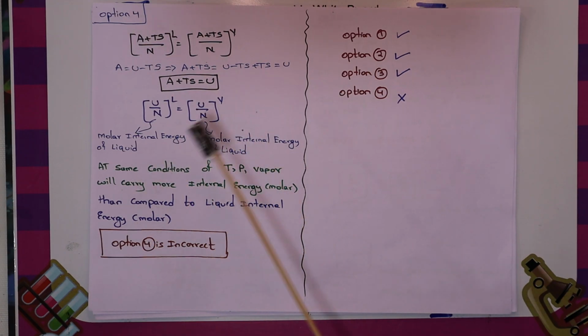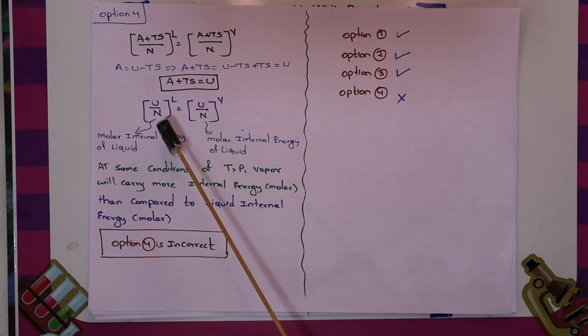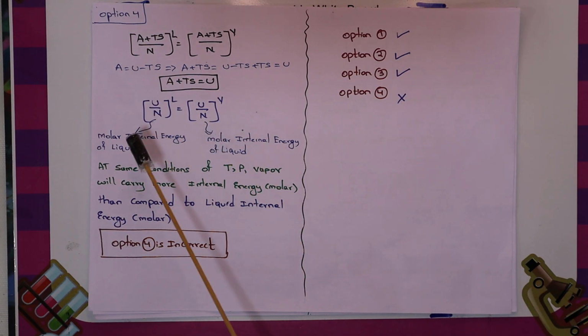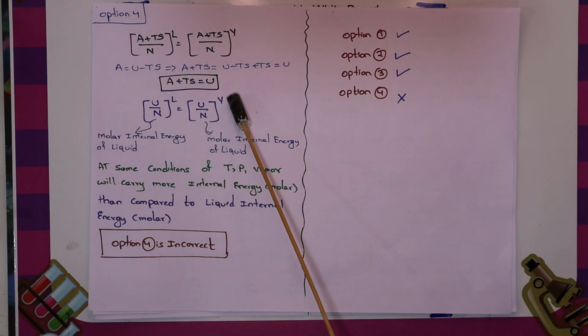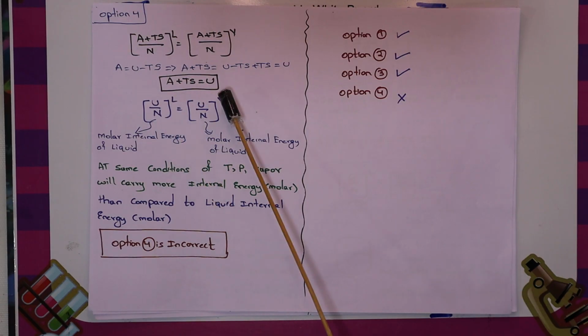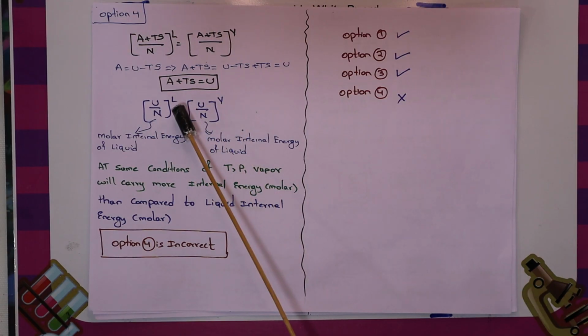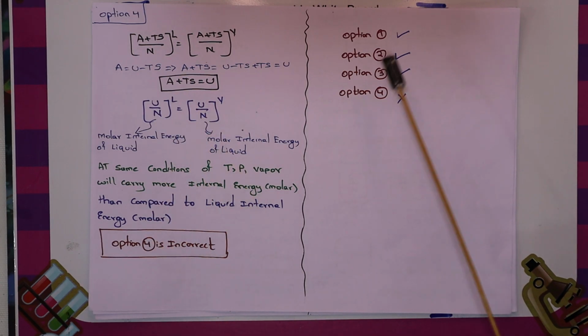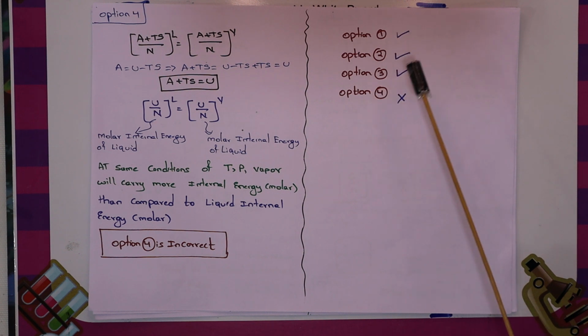In general, the internal energy of the liquid is less compared to the internal energy of the vapor. That means the molar internal energy of the vapor is higher, because vapor has higher energy per molecule, and the molar internal energy of the liquid is less compared to the vapor. That means both expressions cannot be the same. That is why option 4 is incorrect. Among the options given, 1, 2, 3 are correct. The fourth one is incorrect.